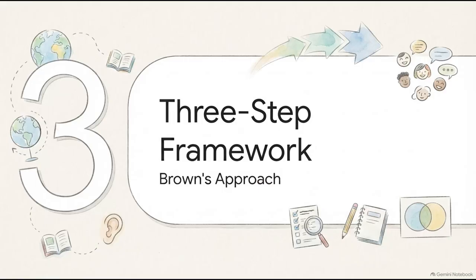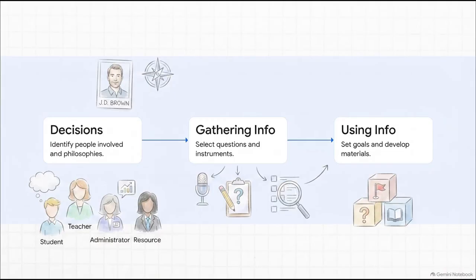All right, Section 3, the 3-step framework, Brown's systematic approach. J.D. Brown takes this whole complex process and distills it down into 3 really logical steps. Step 1 is making fundamental decisions. You have to figure out exactly who is involved. Sure, you have the target group, the students, but you also have the audience, like the teachers and admins who actually have to use the data, plus the needs analysts themselves and resource groups like future employers.